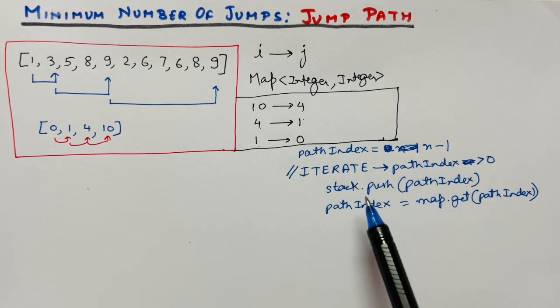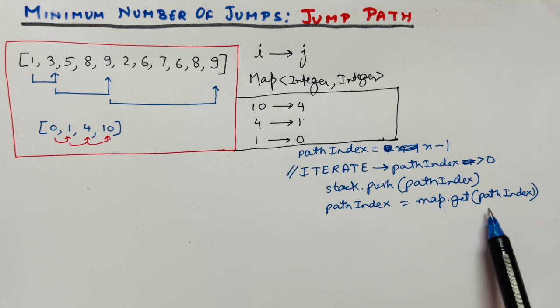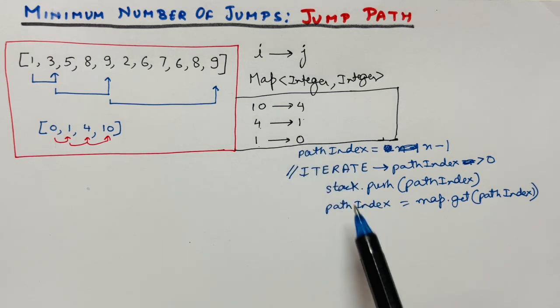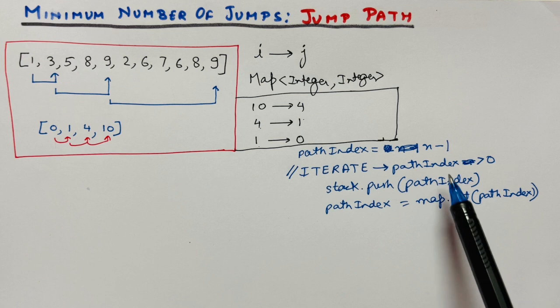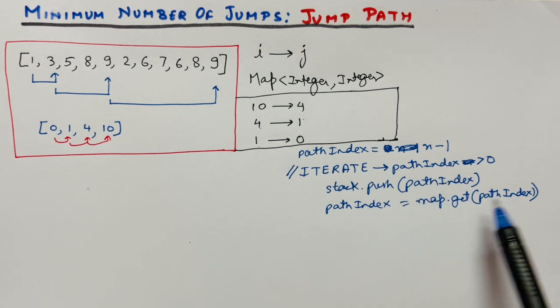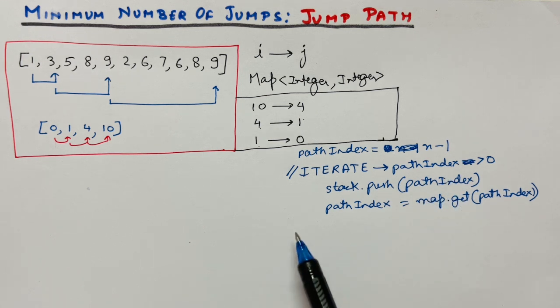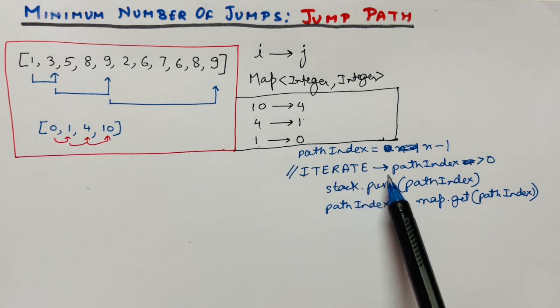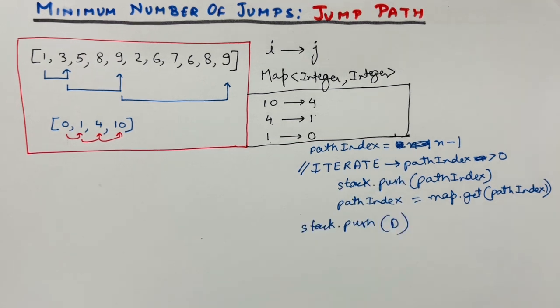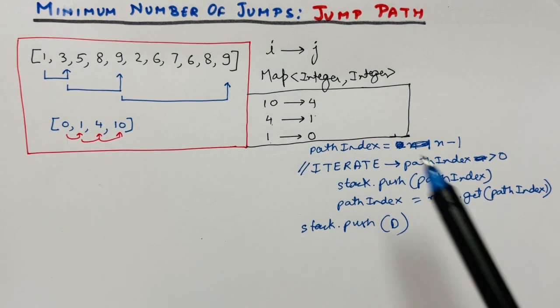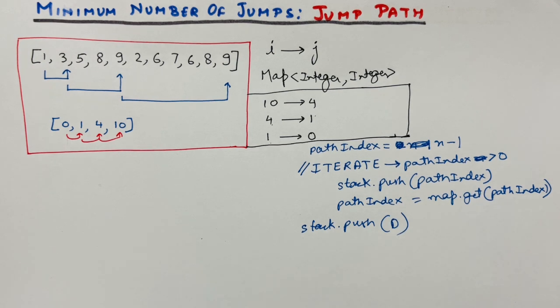Then we will push 4 here. And then again, against this 4, we will get the value 1. Then the next iteration will be for 1. We will push 1 in this stack. And then path index will become 0, and as path index becomes 0, this iteration will stop. So at the end, we can push 0 onto the stack as well. Then we can simply convert this stack into a list and return. This is the way we can solve the problem of returning the jump path along with the minimum number of jumps.